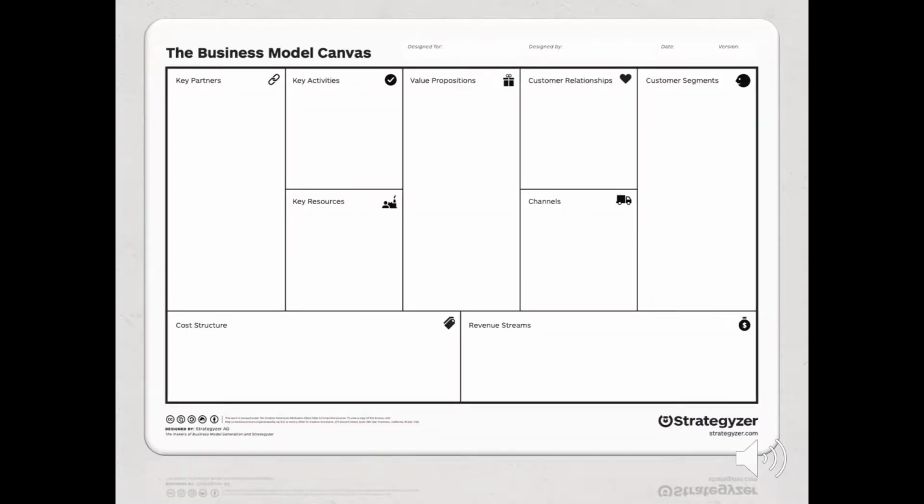This is the standard layout of the business model canvas. It has 9 building blocks arranged in this standard way. We can think of the business model canvas as having a left-hand side and a right-hand side. In this learning task, we will be focused on the right-hand side.